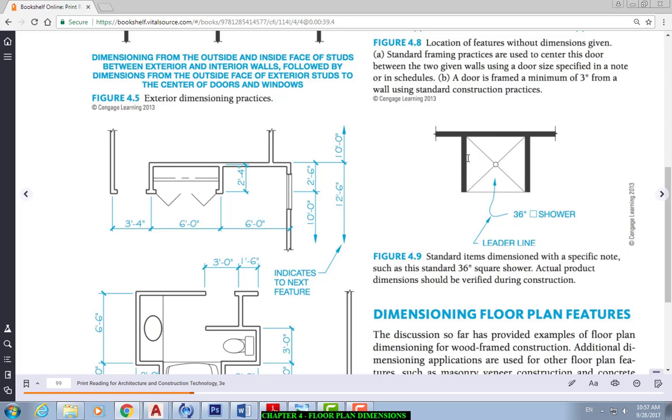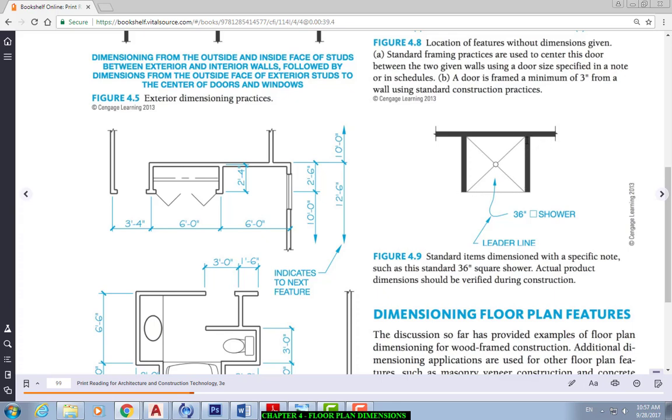So that means that this space right there has to be 36 inches, which is 3 feet. So just by showing that, the contractor knows, okay, he needs a shower here, and that needs to be 3 feet.